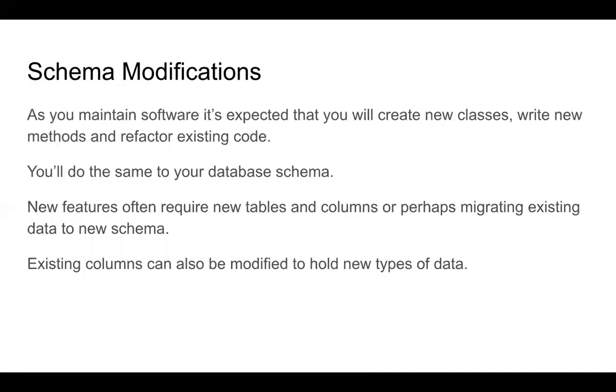So as you maintain software, it's expected that you'll create new classes and write new methods and refactor existing code. And you'll do the same to your database schema. So new features often require new tables and columns, or perhaps migrating existing data to a new schema. Existing columns can also be modified to hold new types of data.